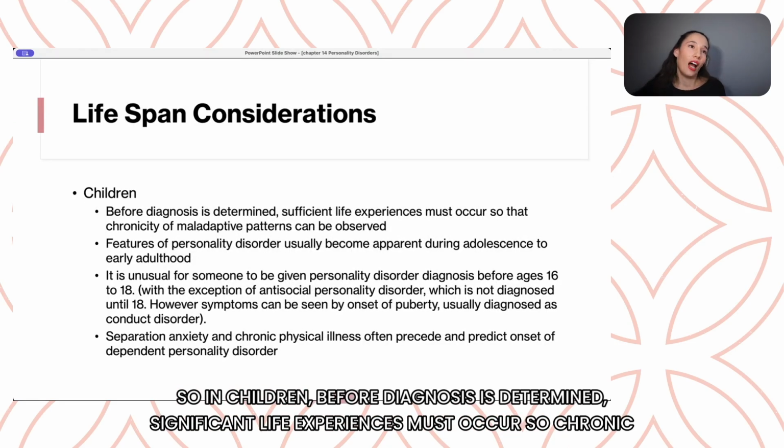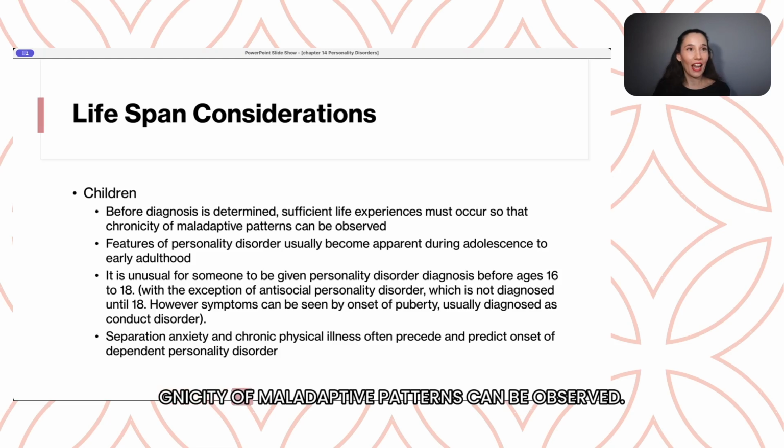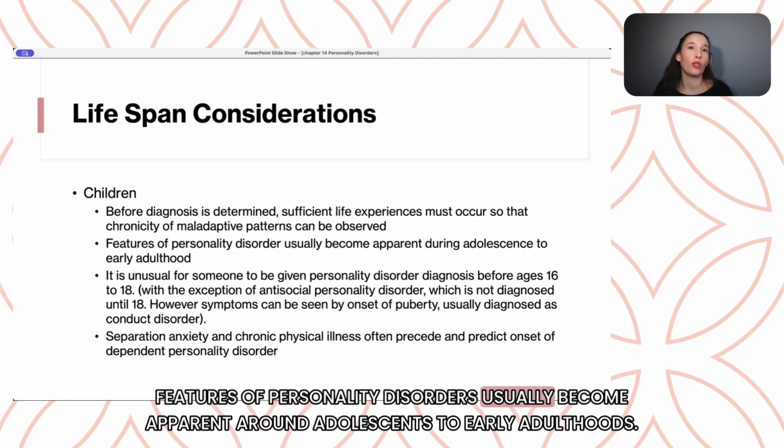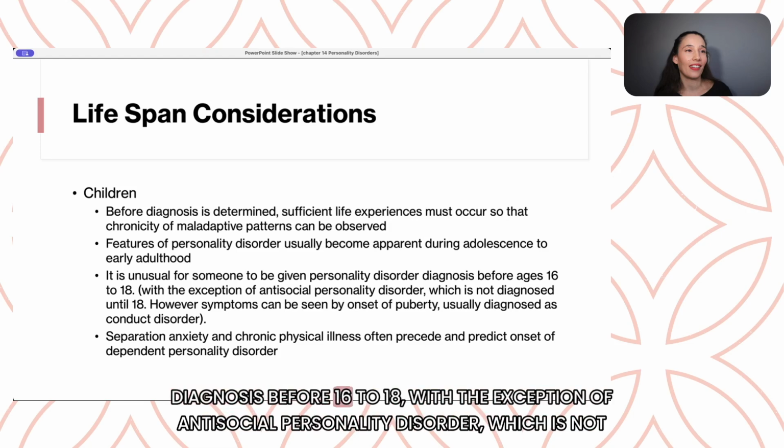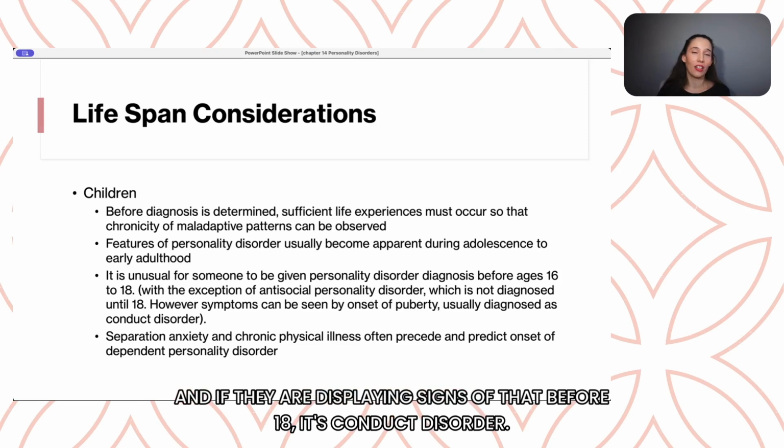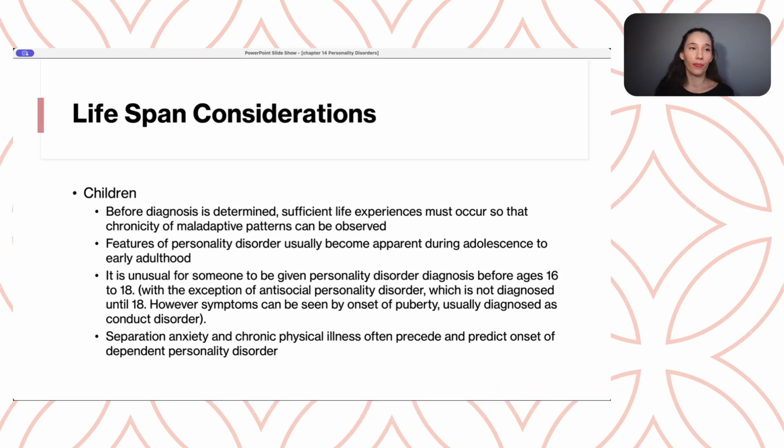So in children, before a diagnosis is determined, significant life experiences must occur, so chronicity of maladaptive patterns can be observed. Features of personality disorders usually become apparent around adolescence to early adulthood. It's unusual for somebody to be given a personality disorder diagnosis before 16 to 18, with the exception of antisocial personality disorder, which is not diagnosed until 18. And if they are displaying signs of that before 18, it's conduct disorder.